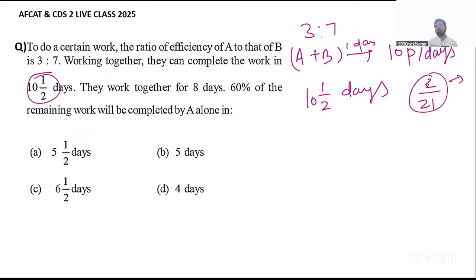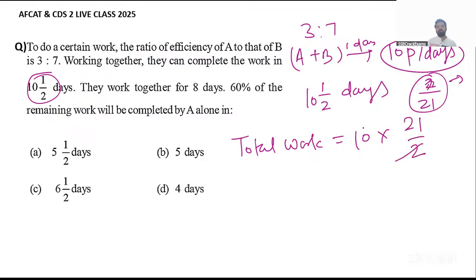So let's leave it here only. Now they work together for 8 days, and 60% of the remaining work will be completed by A alone. So how will we find the total work? Since we are working in parts, the complete work may not be one here. The rate is 10 parts per day, and the total number of days is 21 upon 2. So it is 105.